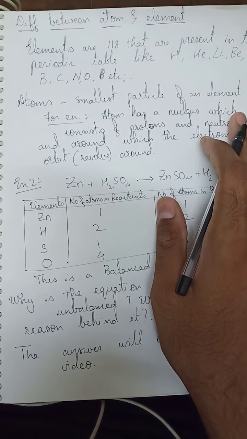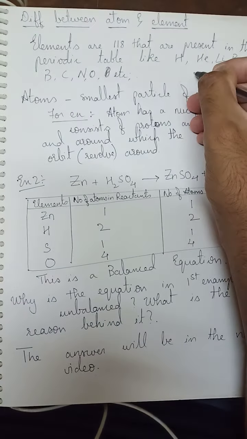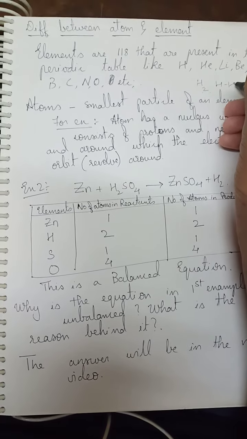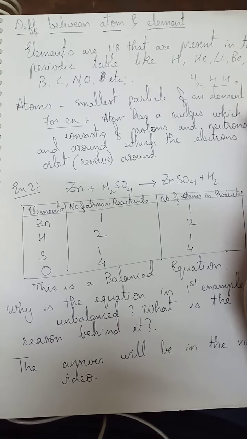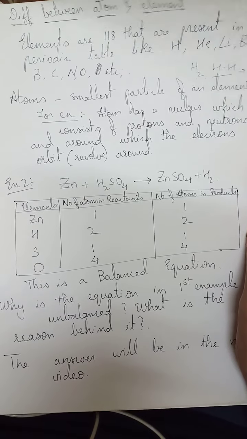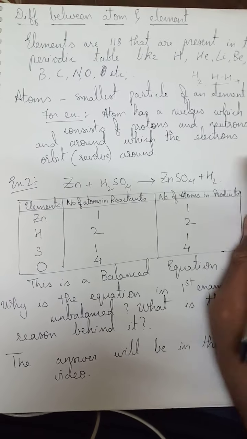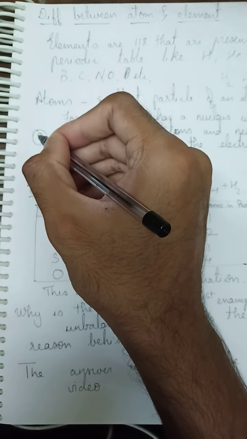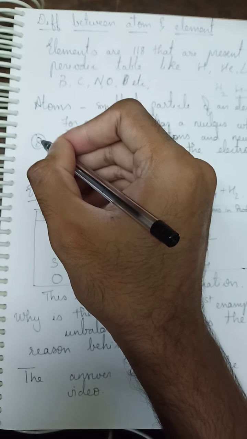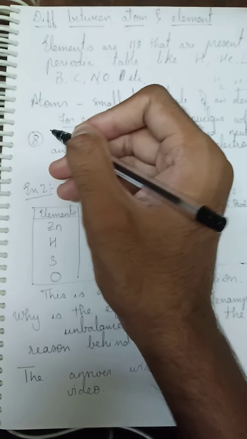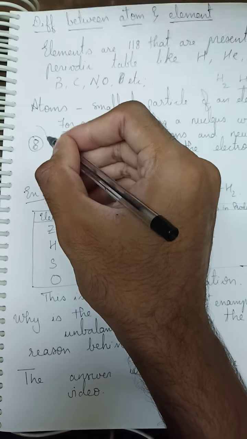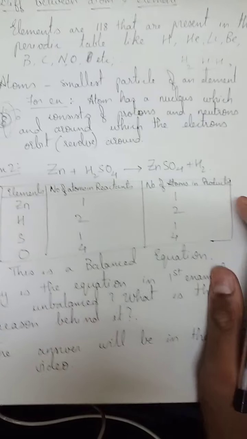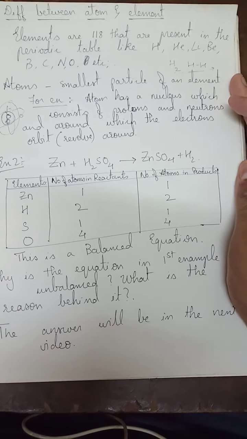Atoms are the smallest particle of an element. Hydrogen is an element, and if there is H2, then these two are atoms, H and H, that makes H2, right? So atom is the smallest particle of an element. An atom has a nucleus inside it, and inside the nucleus, if you think of the nucleus as round, there are protons and neutrons. As you must have studied in earlier classes, protons have a positive charge, neutrons have no charge, and electrons, which revolve around or orbit them, have a negative charge. So that's a brief definition of atom and element.